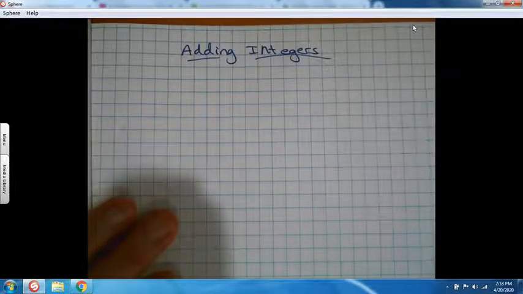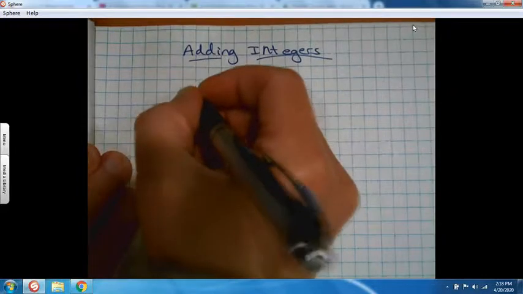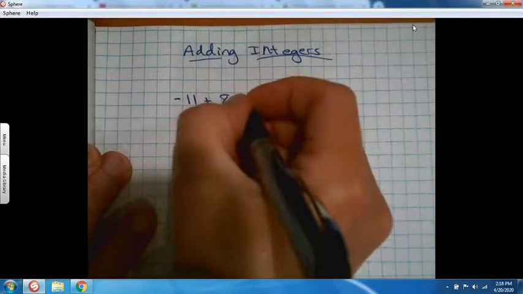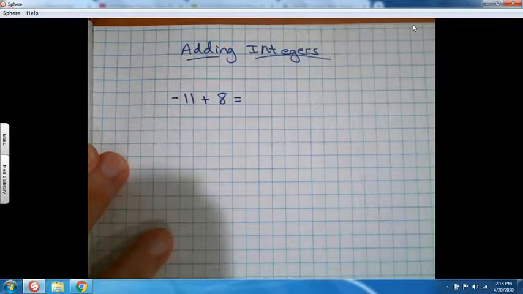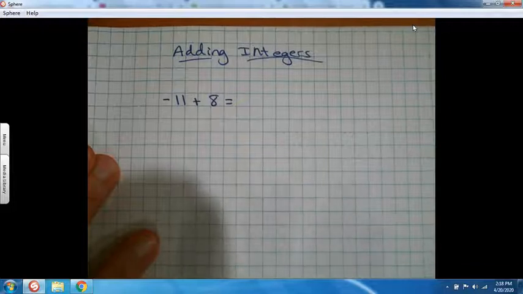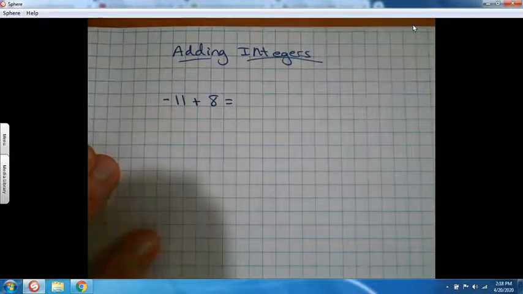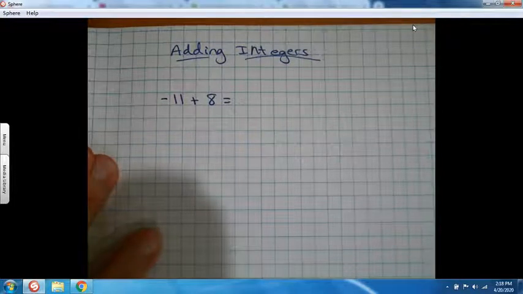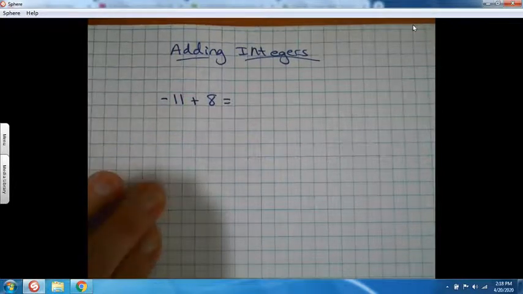Okay, let's start with a problem. Let's say I have negative 11 plus 8. Now there's a couple of ways, like I said, you can do this. You can do it on a number line, or you can draw pictures, or you can learn the rule. You need to learn the rule, but to start this off, we can draw pictures and use the number line.